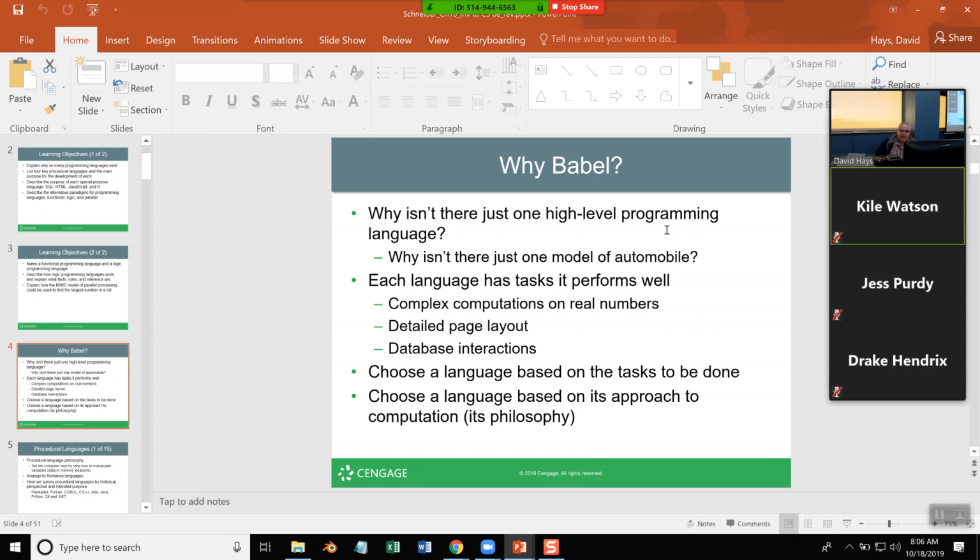Why isn't there just one high-level programming language? Why isn't there just one model of automobile? People have different ideas on what a language should be, what it should accomplish. They think theirs is easier, so lots of different reasons. Each language has tasks it performs well. Perhaps it does complex computations on real numbers. Perhaps it does detailed page layout. Perhaps it does database interactions.